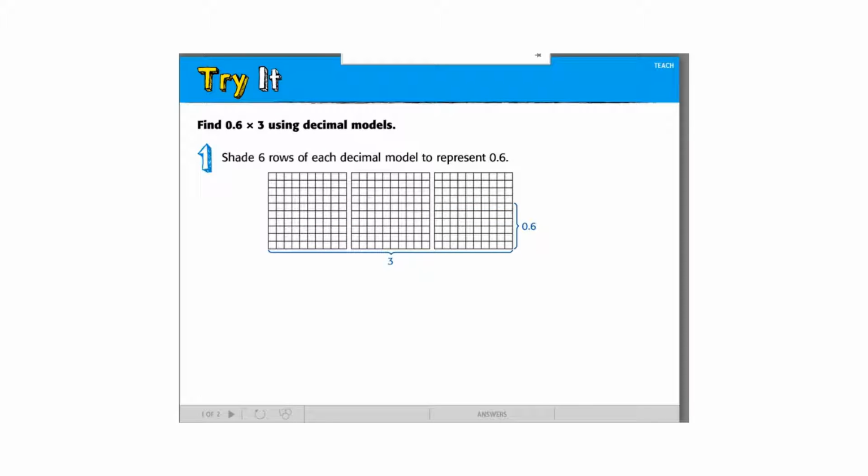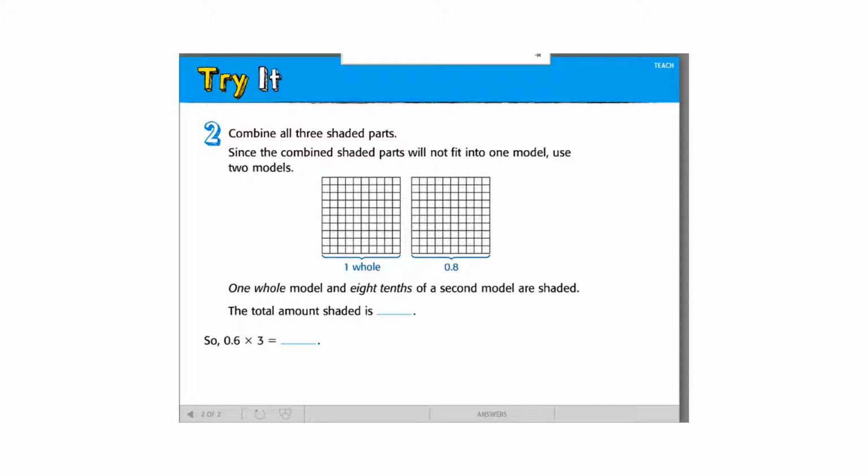All right, let's look at how we're going to combine them. Step number 2 says to combine all 3 shaded parts. Since they don't fit onto one model, you're going to have to use 2. So 1, 2, 3, 4, 5, 6. And our second 6 tenths goes 1, 2, 3, 4, 5, 6. And then we have 6 tenths more because we multiplied it by 3. So we have 1 whole and 8 tenths.